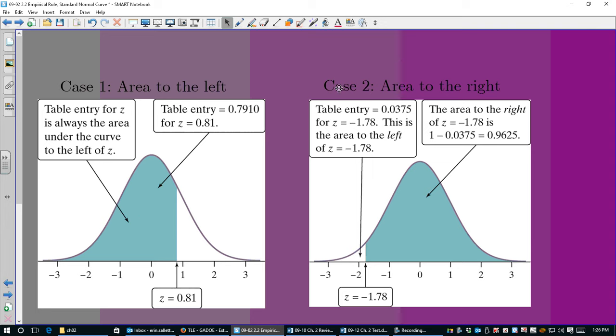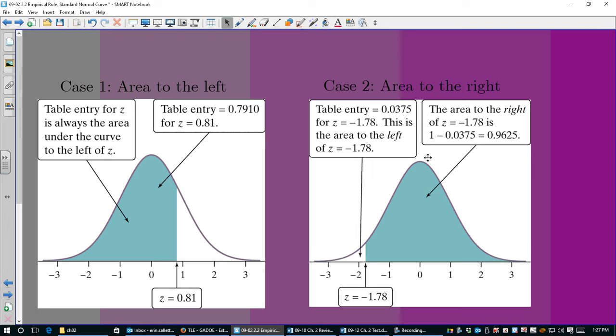Now here's another option that I could be looking for. I could be looking for the area that's to the right of a z-score value. So I calculate my z-score for some x value, and I get that my z-score, for example, could be negative 1.78. But I want the area that's to the right. So when I look this up in the standard normal table, it gives me a probability of 0.0375 or 3.75% of the area. But this is the area that's to the left. I don't want the area that's to the left.